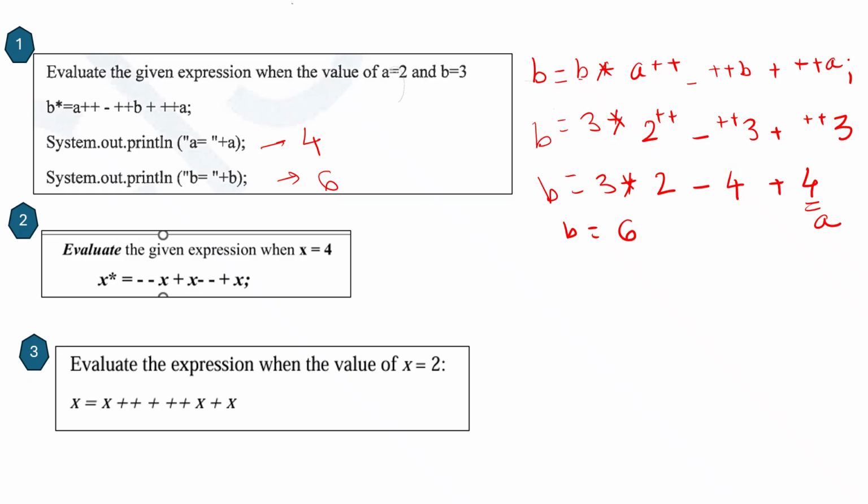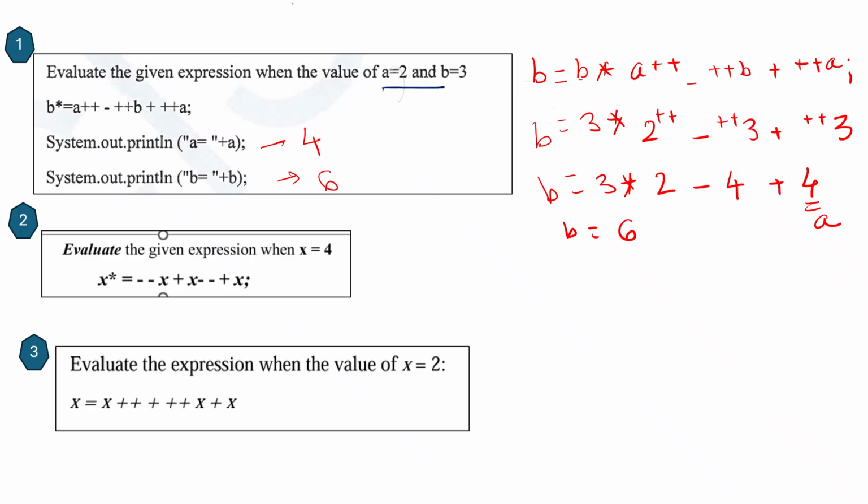Evaluate the expression, where A is equal to 2 and B is equal to 3. The evaluation of B uses a multiplication shorthand operator: B = B * A++ - ++B + A + ++A. So I will just put the values.